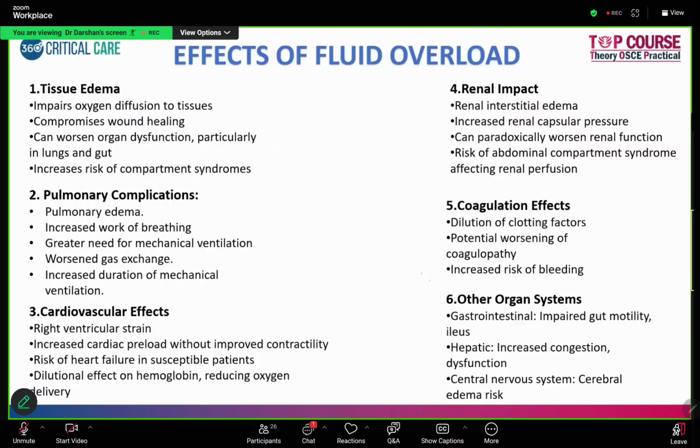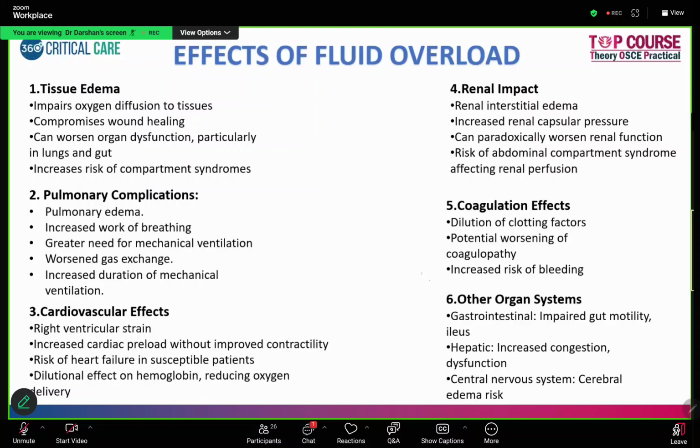Okay, if they ask you about fluid therapy in general, you also need to write about complications of fluid therapy. In this, you can write it as an individual organ-based approach. So remember, tissue edema causes impaired oxygen dissociation, and pulmonary complications like pulmonary edema, and in the worst case scenario, ARDS. Cardiovascular definitely puts a strain on the heart. Okay, your right ventricular strain can increase.